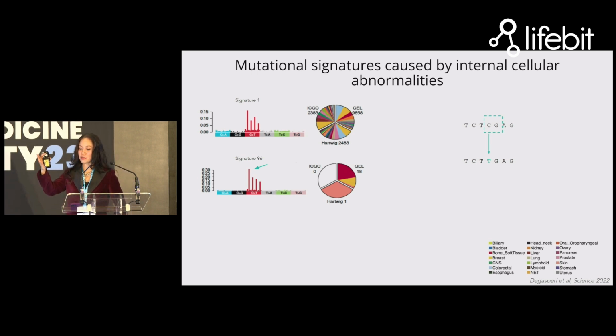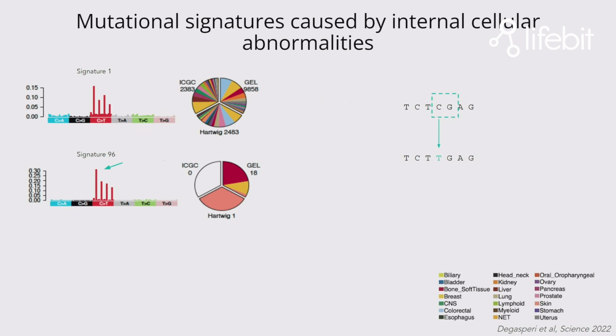This is a very common thing. Signature 1 is happening in all your cells. So if you're sequencing your cancer, I'm going to see signature 1. Signature 96 is very rare.